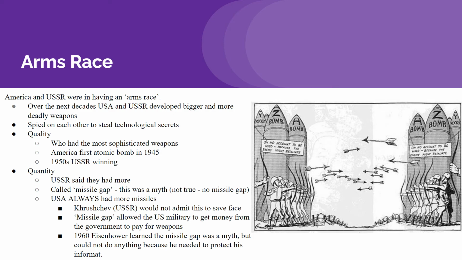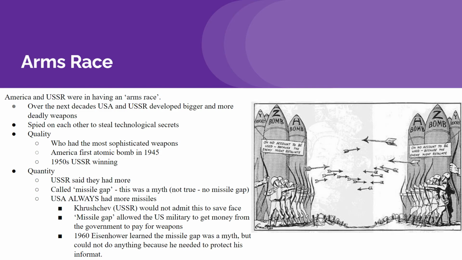And there were two things they looked at, the quality and the quantity of weapons. The quality: who had the most sophisticated weapons, who has the first atomic bomb. America had the first atomic bomb in 1945, if you remember from chapter 4, between Yalta and Potsdam. The Americans developed their atomic bomb and then dropped it later on Japan in order to end World War II.